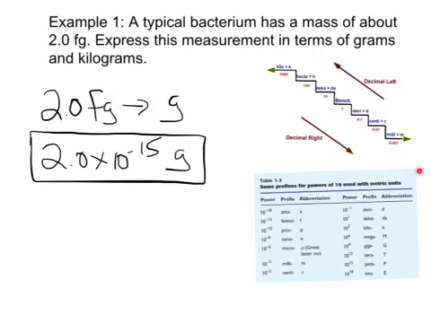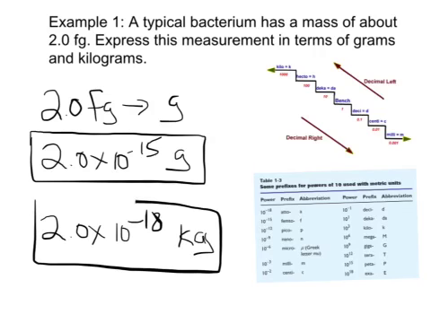So if we start from our original femtograms and go up to kilograms, how many steps is that? Well, that's 18 steps. So to write this in kilograms, it would be 2 times 10 to the negative 18 kilograms.